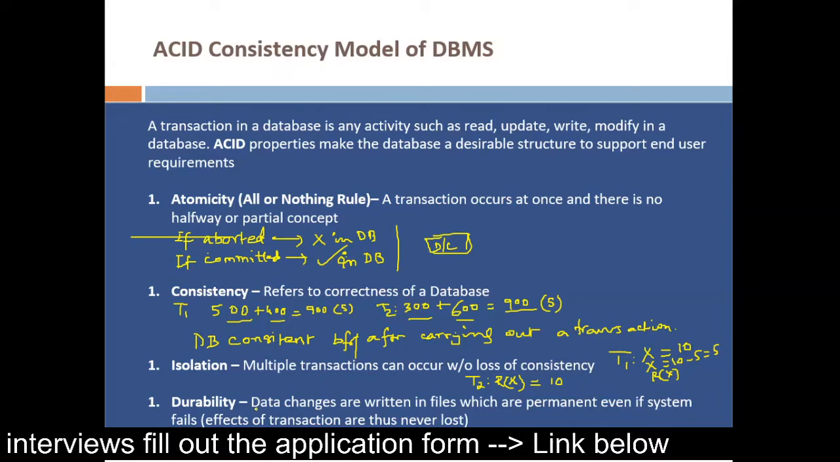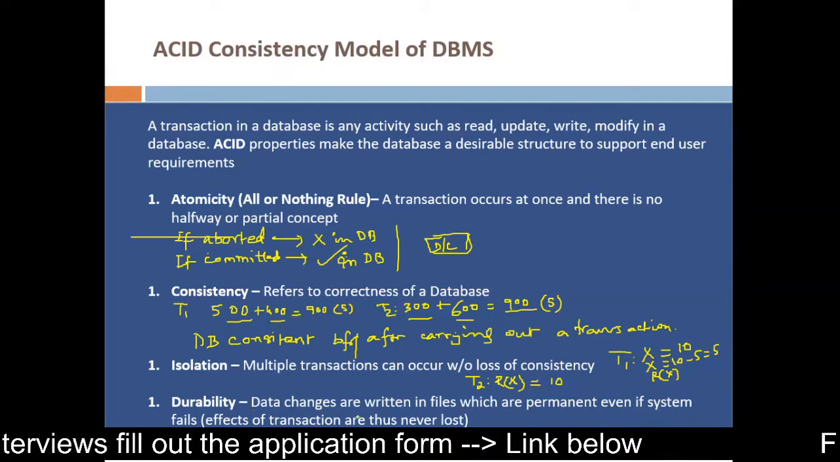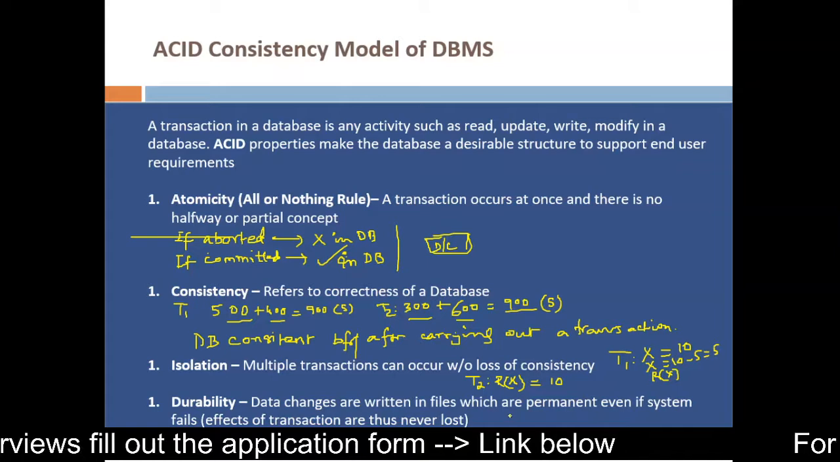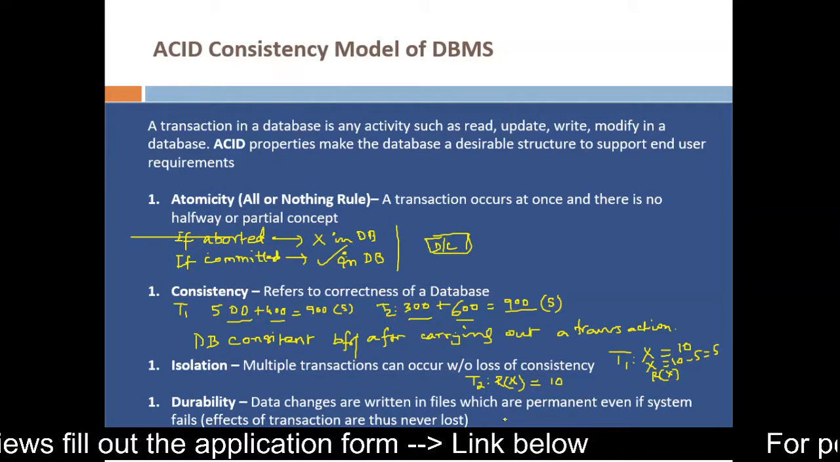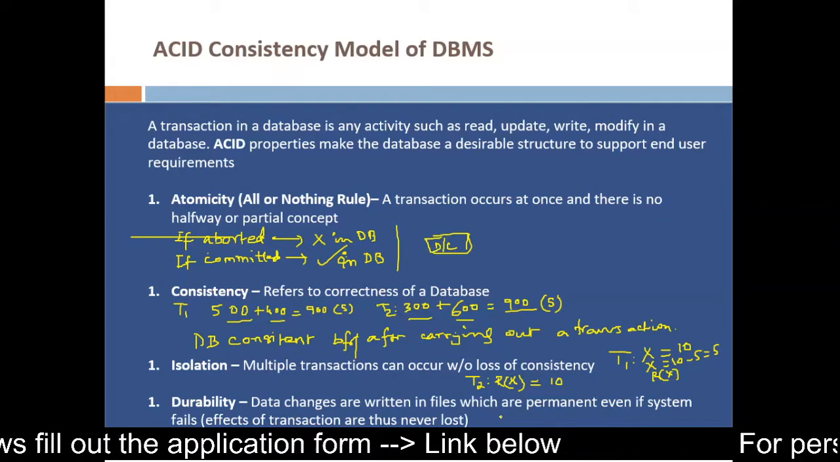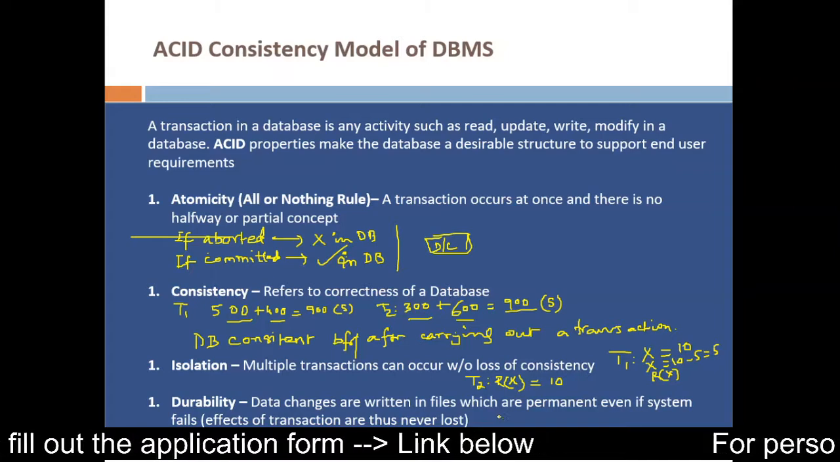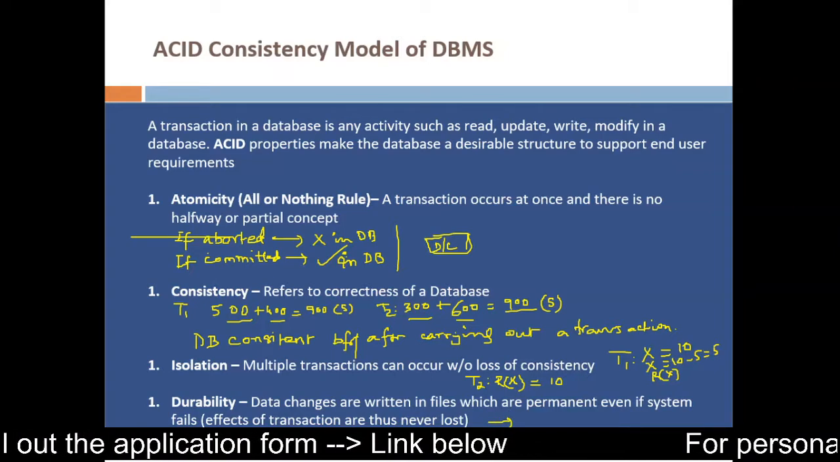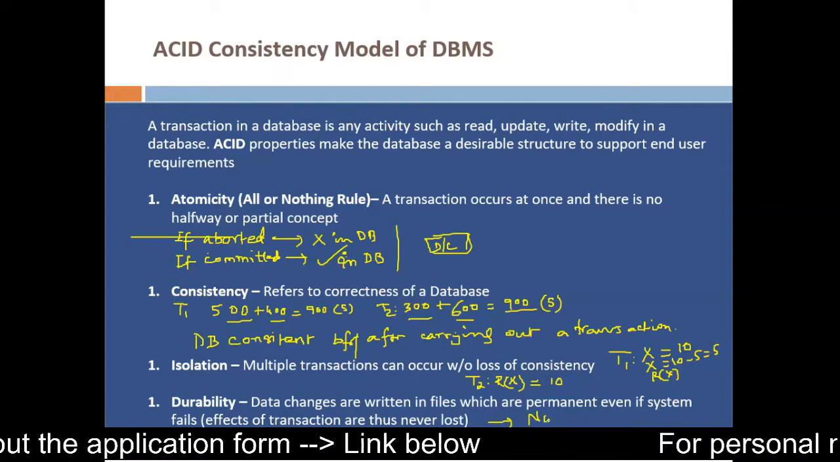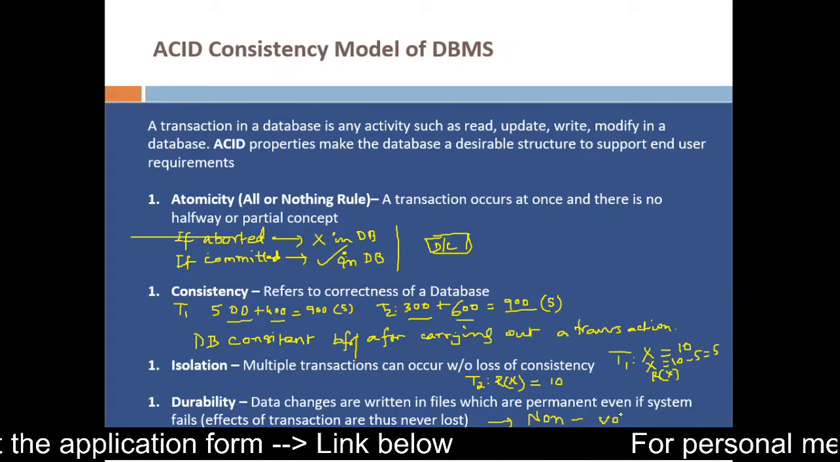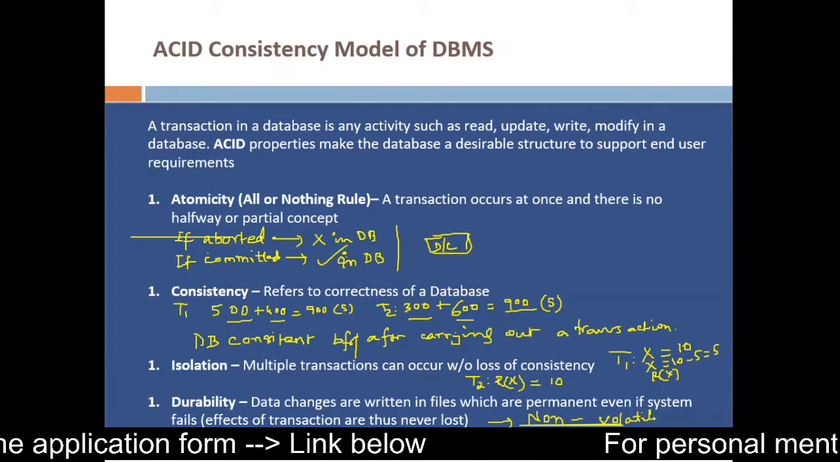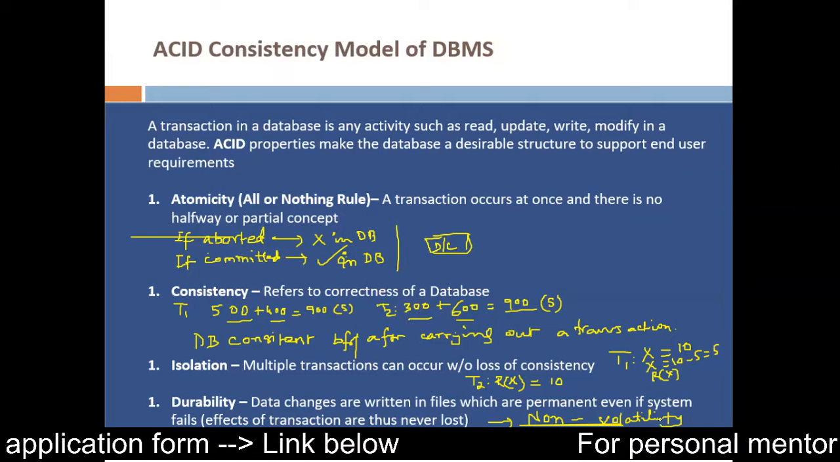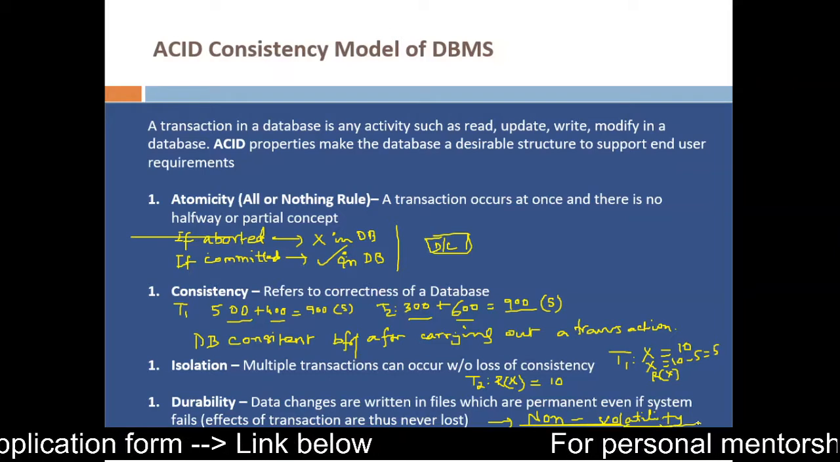The other concept is that of durability, and the D in ACID stands for durability, which is the notion that the data changes are written in files which are permanent even if the system fails. So what that means is that the entire database that we are looking at is non-volatile in nature. Non-volatility, right? Okay.